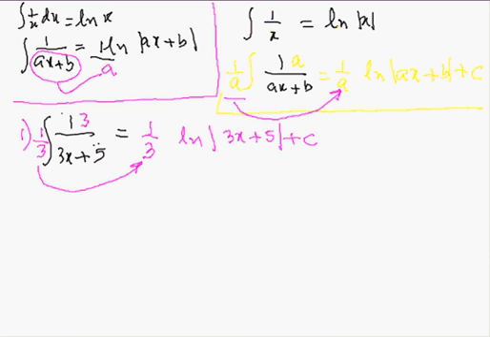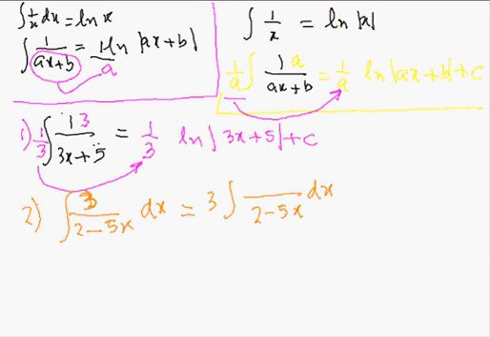Let's take another question. Let's take 3 over 2 minus 5x. First of all, take the constant outside. So I'll get 3 times 1 over 2 minus 5x dx.